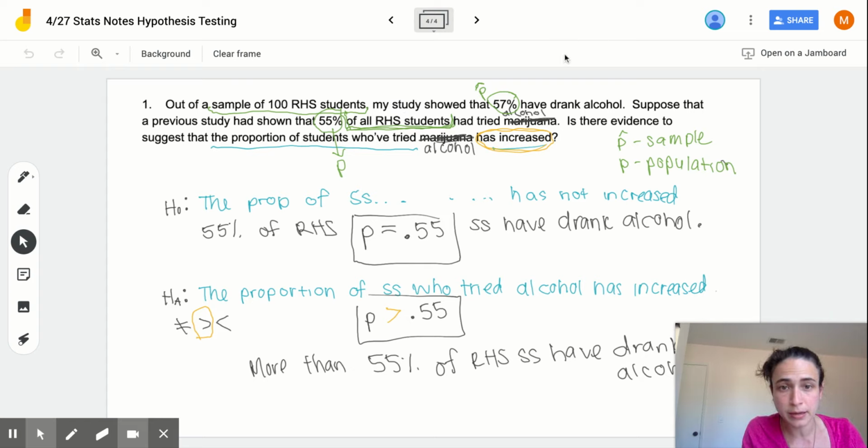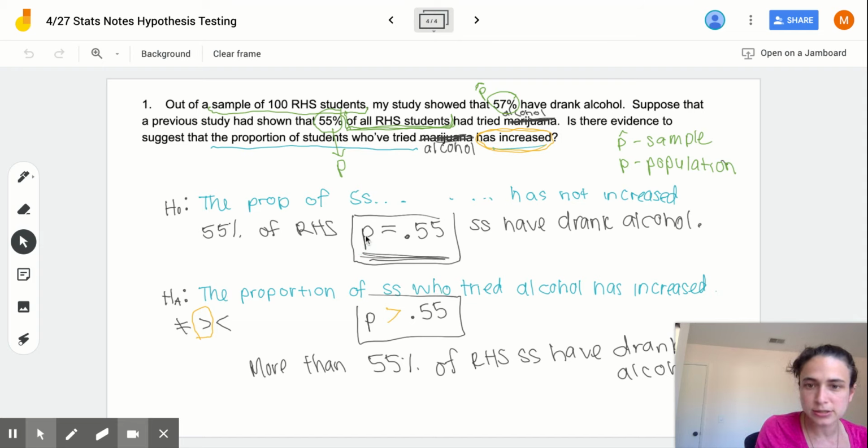So normally P comes first, but in this example, you had to be careful because it actually was talking about the sample in the first sentence and the population in the second sentence. So make sure that your symbols always are about P, not P hat, which is the whole population. So it's either going to be that 55% of RHS students have drank alcohol. This right here is what states that. It shows you right there that the percentage of RHS students who drank alcohol is equal to 55%.